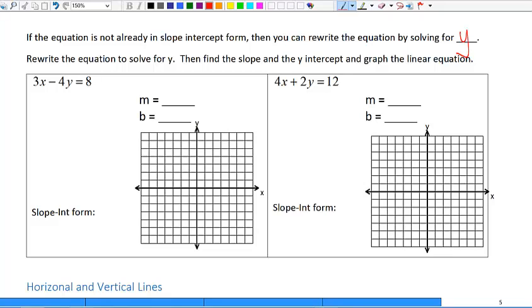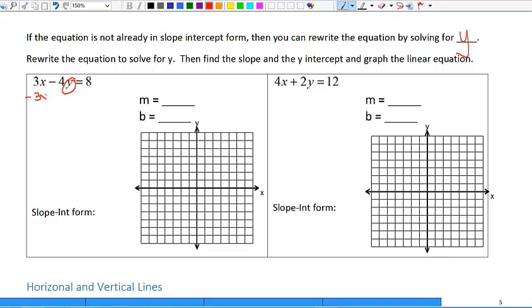So first I want you to rewrite the equation to solve for y, then you can find the slope and the y-intercept, and then you can use those slope and y-intercept to graph. So my y is right here, and it's in standard form, not slope-intercept form. So I want to solve for y. So I need to get the 3x to the other side.